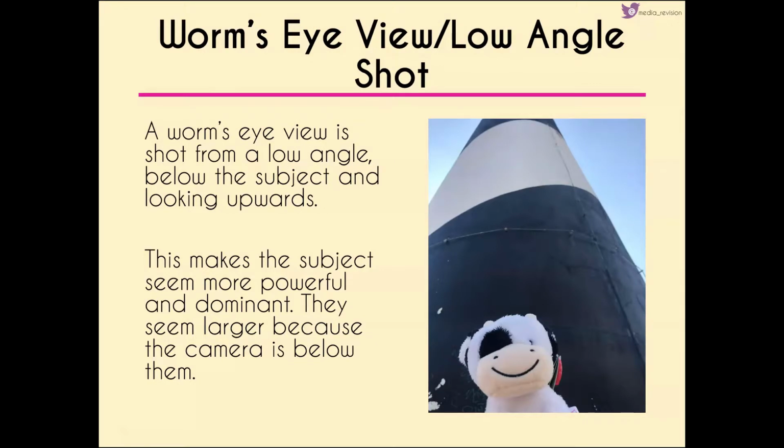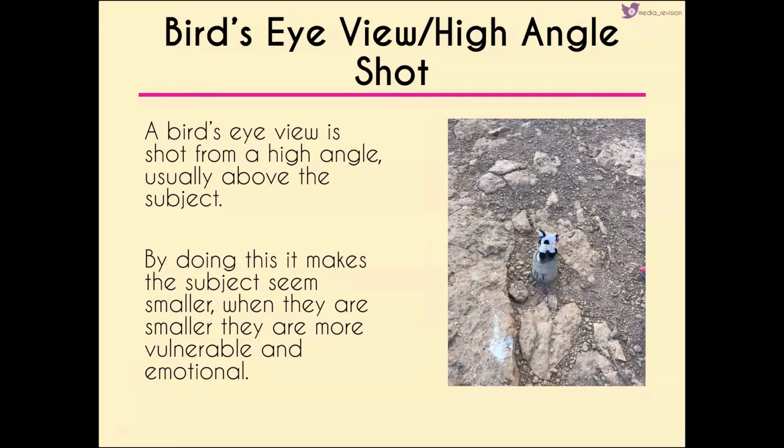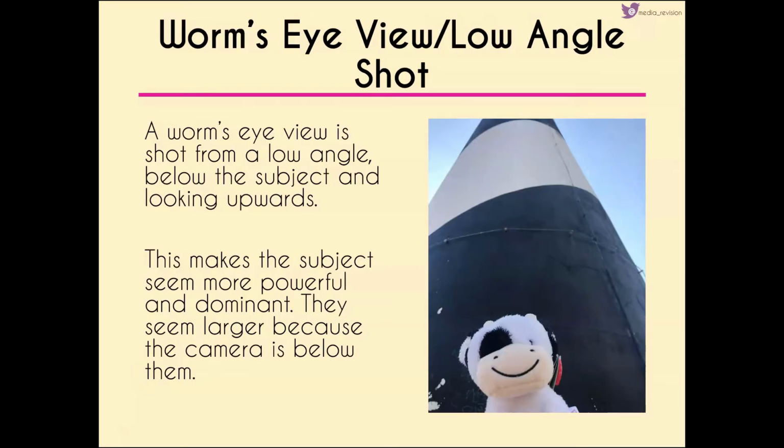Whereas a worm's eye view or a low angle shot is taken from below, looking upwards at the character. And this can make the subject seem more powerful and dominant. They seem larger because the camera is below them. So you can see in the two images that we've got the same cow here and here, but this time it seems much more dominant and stronger compared to here.